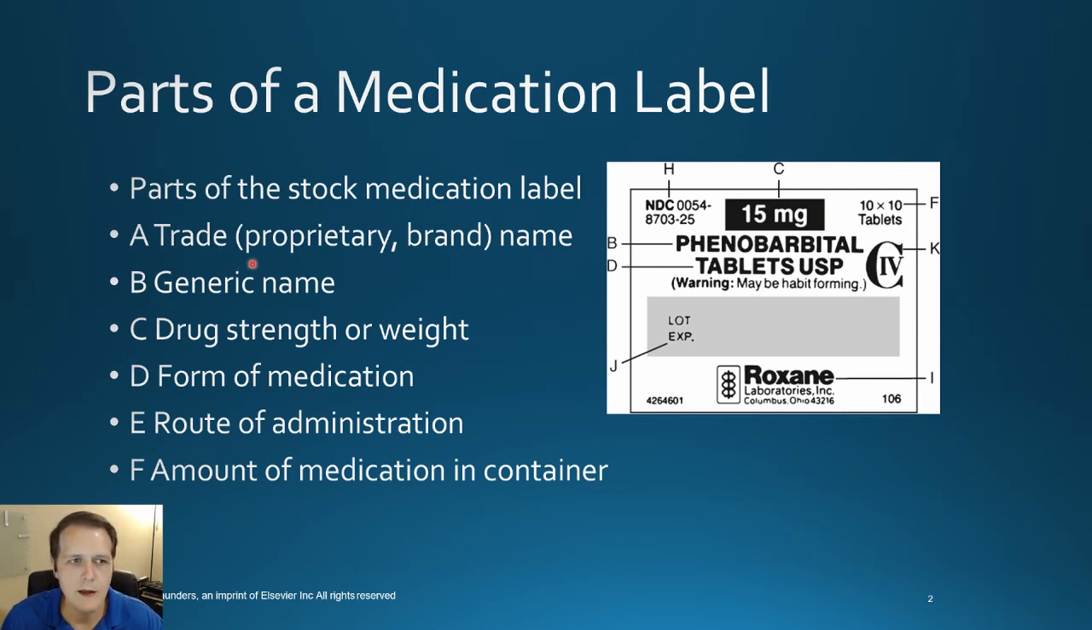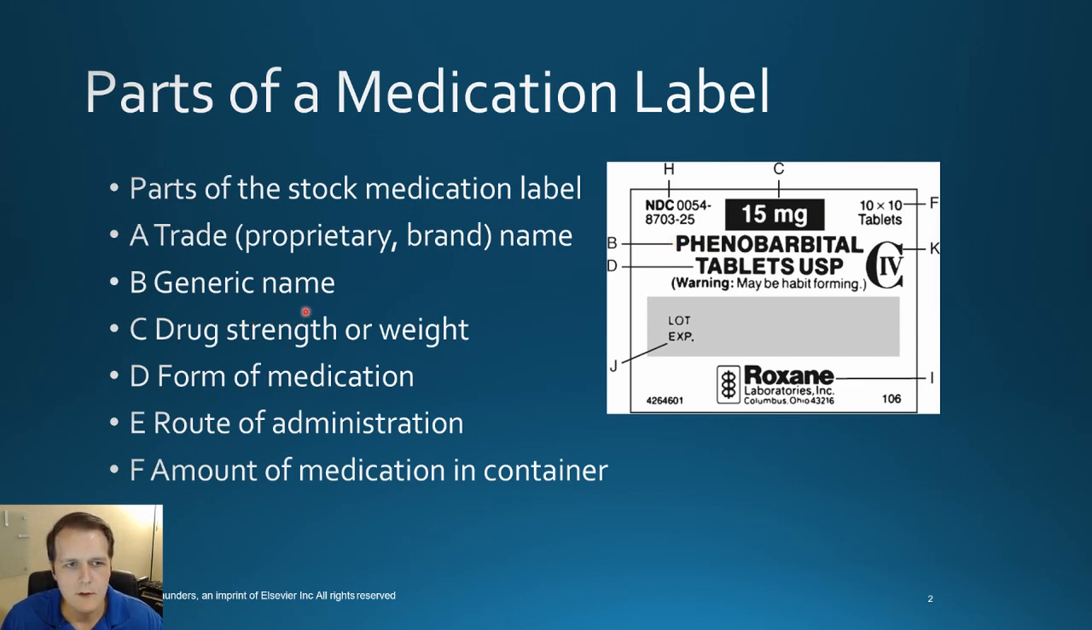First off, letter A here is going to be the trade or proprietary name. Notice here that there is not a brand name available on this particular one. This happens to be a label for a generic product, phenobarbital, which is the generic name. A brand name for this might be something like Luminal, but phenobarb is a pretty old drug, and so it's rare that you actually find the brand name product available for that.